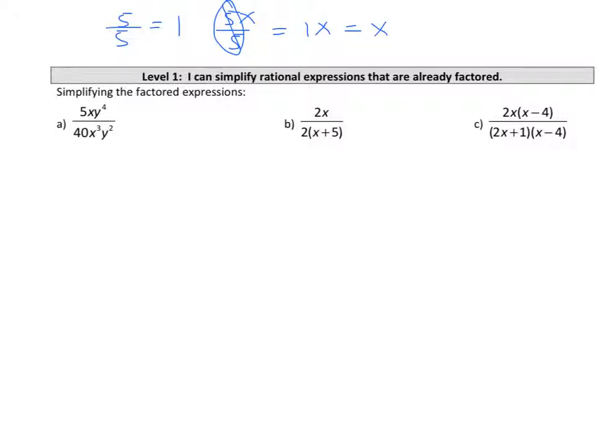So applying this to expressions, I'm going to be using some exponent rules. First, I can simplify 5 over 40. They can both be divided by 5, so I divide them both by 5, and I will get 5 divided by 5 is 1, 40 divided by 5 is 8. So 5 over 40 reduced to 1/8.